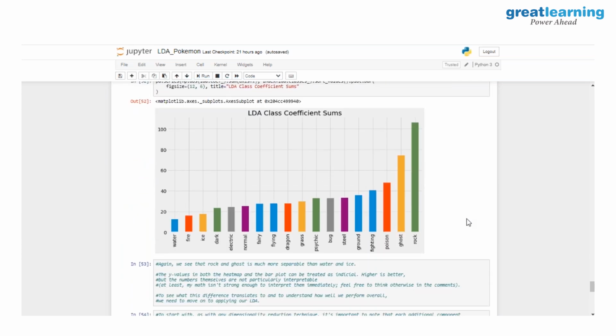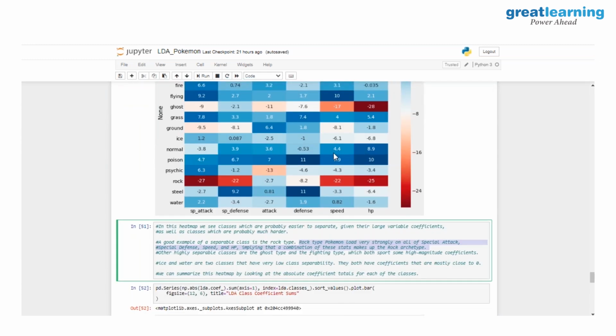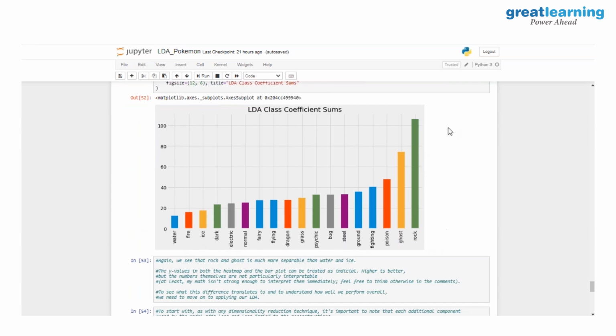Now, the same thing can be done by calculating their coefficient sums. Very simple. What we did, where we found these coefficients, now we are adding them to see how they sum up. So this is more in terms of magnitude. And you can see rock, ghost, poison, fighting. These are pretty much predominant variables, which can be very useful in defining their key characteristics, which can tell us that these are my easily definable characteristics to identify my most predominant features for a particular type of Pokemon.